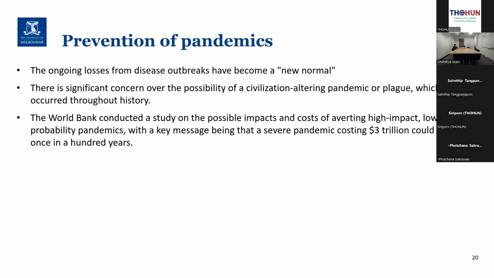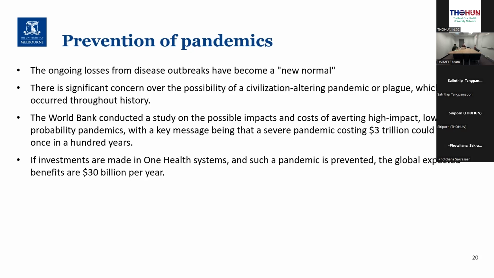The World Bank conducted a study of possible impacts and cost of averting high impact, low probability pandemics, with a key message being that a severe pandemic costing 3 trillion could occur once in 100 years. And that timeline seems to have held. So we went from the 1918 pandemic to COVID-19, and $3 trillion for the cost of the COVID-19 pandemic is on the lower end of what I've read in the literature.